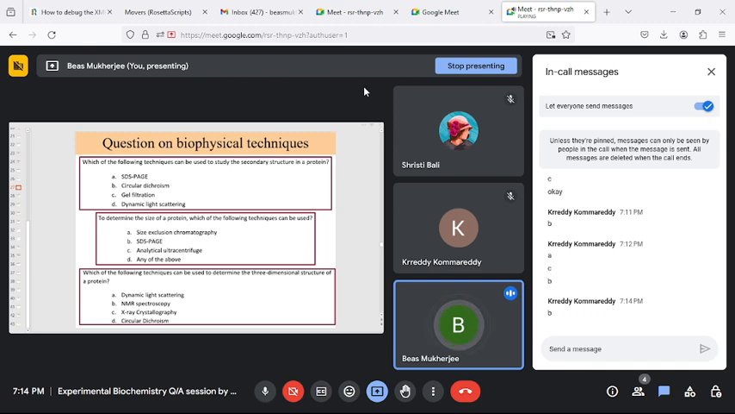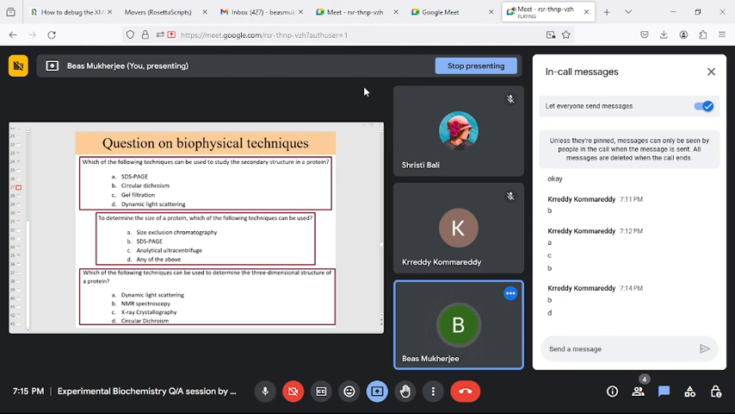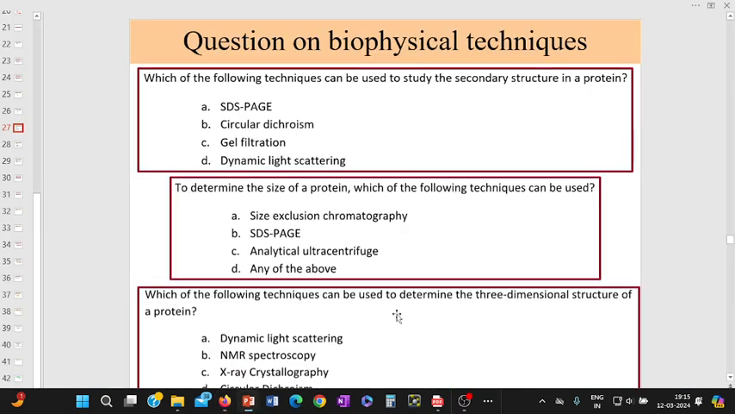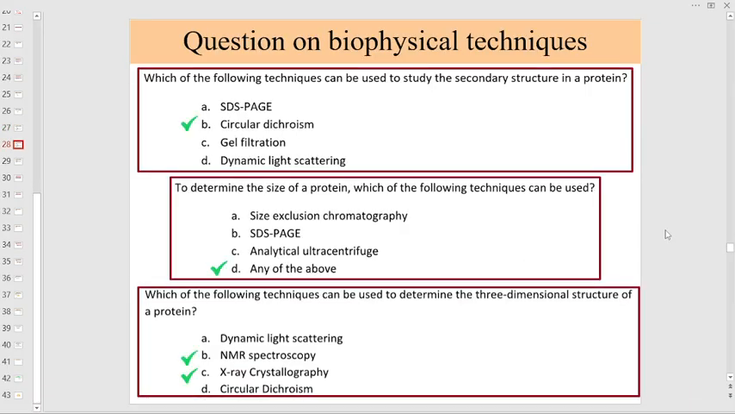One is size exclusion chromatography, another is SDS-PAGE, and then there is analytical ultracentrifuge, and D is all of the above. Yes, that is right. All of the above can be used for determination of the size of a protein. Which of the following techniques can be used to determine the three-dimensional structure of a protein? B and C. Very good. So all the answers are correct.